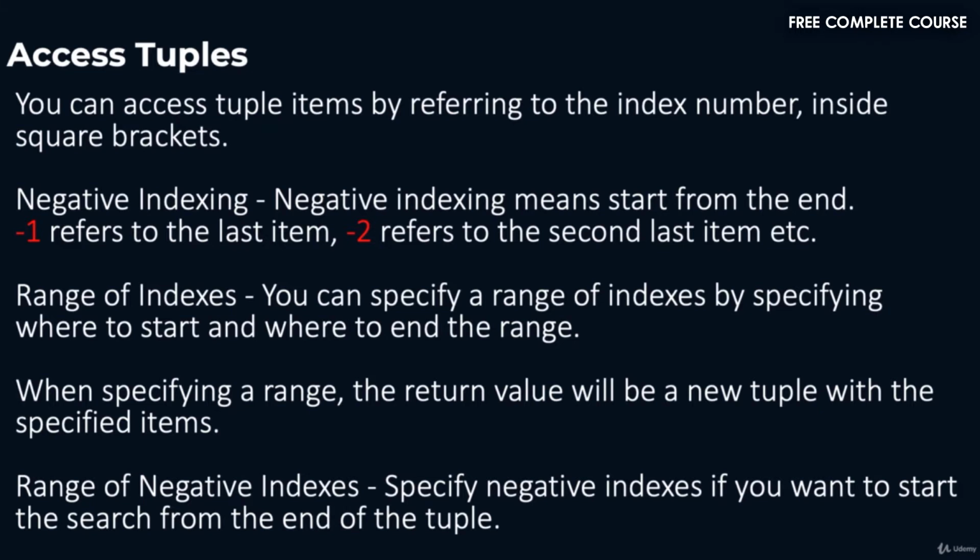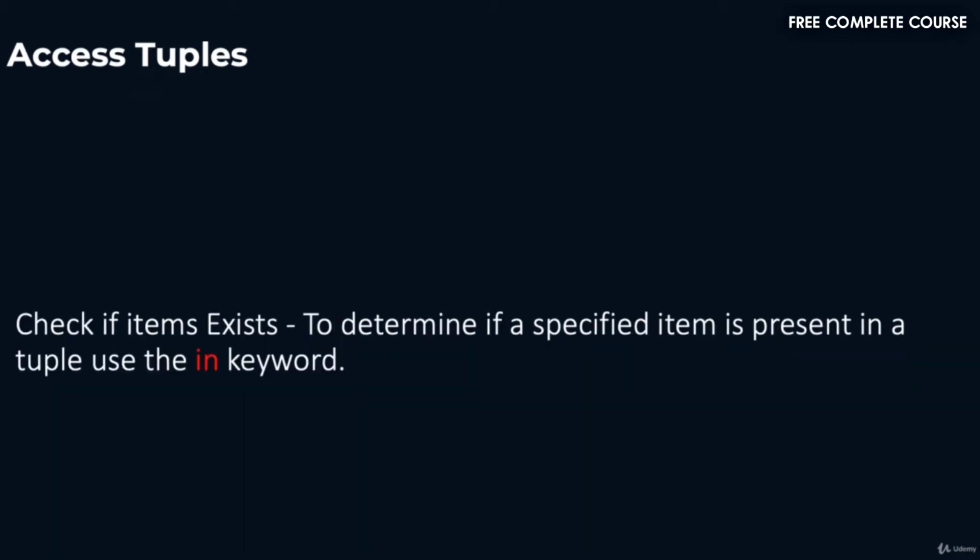Range of indexes. You can specify a range of indexes by specifying where to start and where to end the range. When specifying a range, the return value will be a new tuple with the specified items. Range of negative indexes. Specify negative indexes if you want to start the search from the end of the tuple.